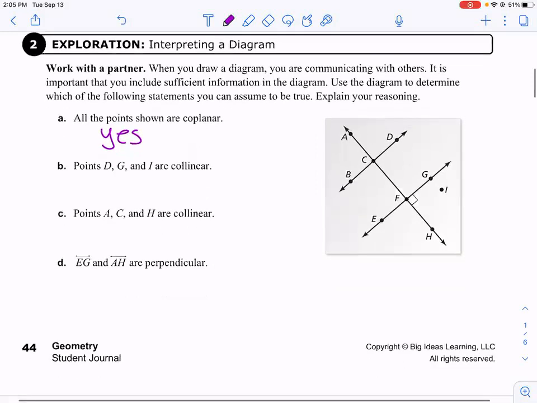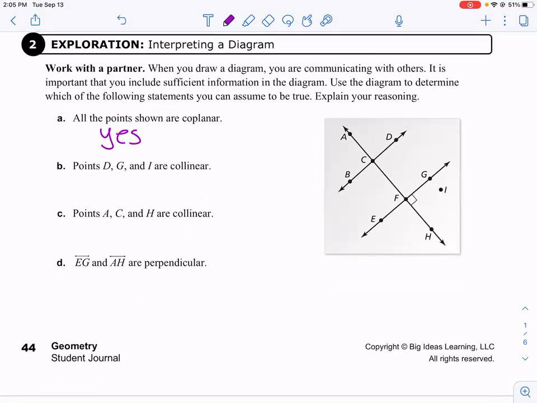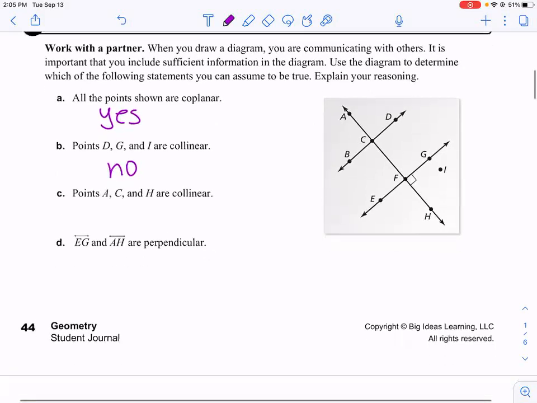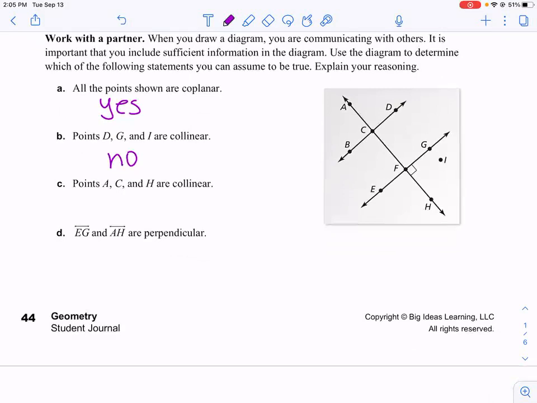Cohen, B, G, I, are they collinear? No. It's definitely D, G, I. It looks like they could be, right? No. But is there a line through them? When you put it at an angle, it. Okay. All right. A, C, and H are collinear. Zach. A, C, H collinear. Are they literally on a line?